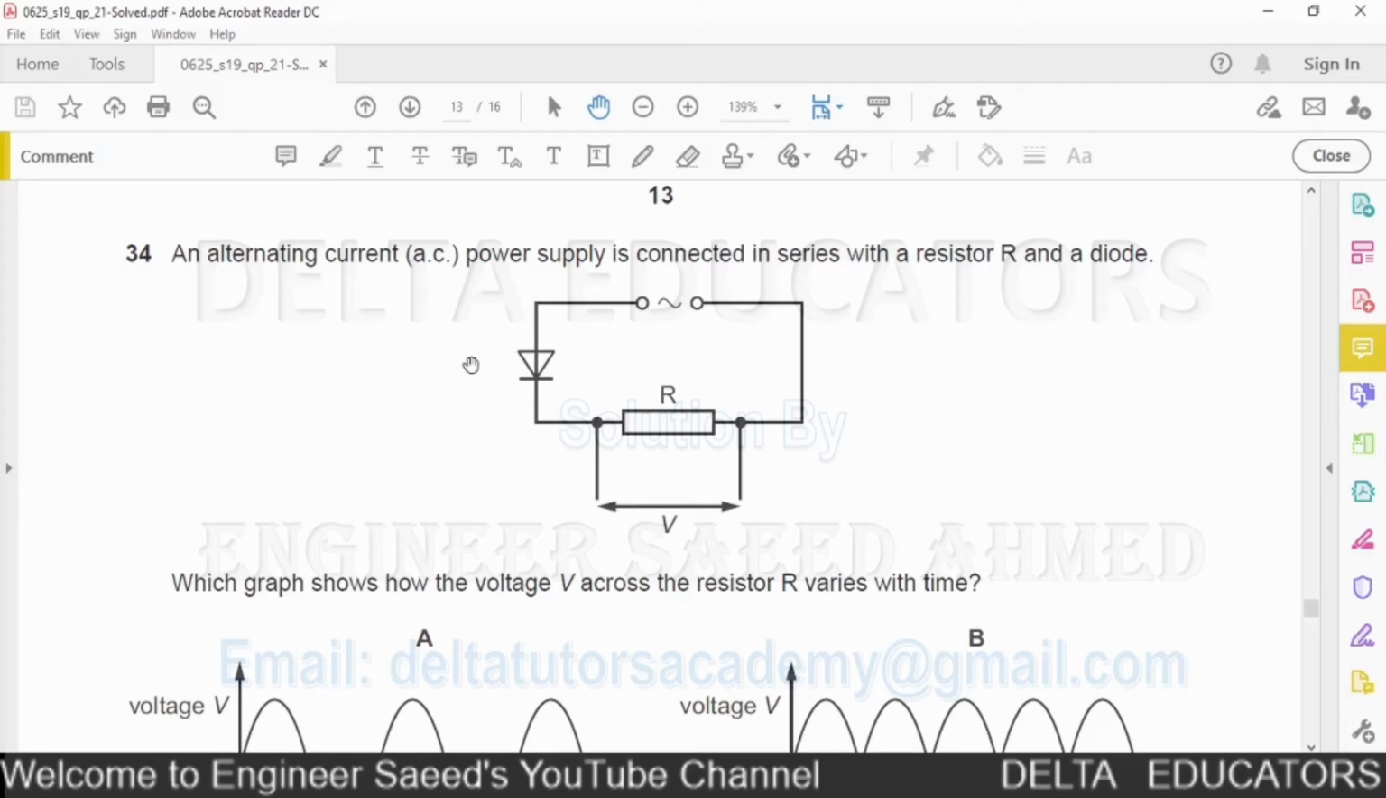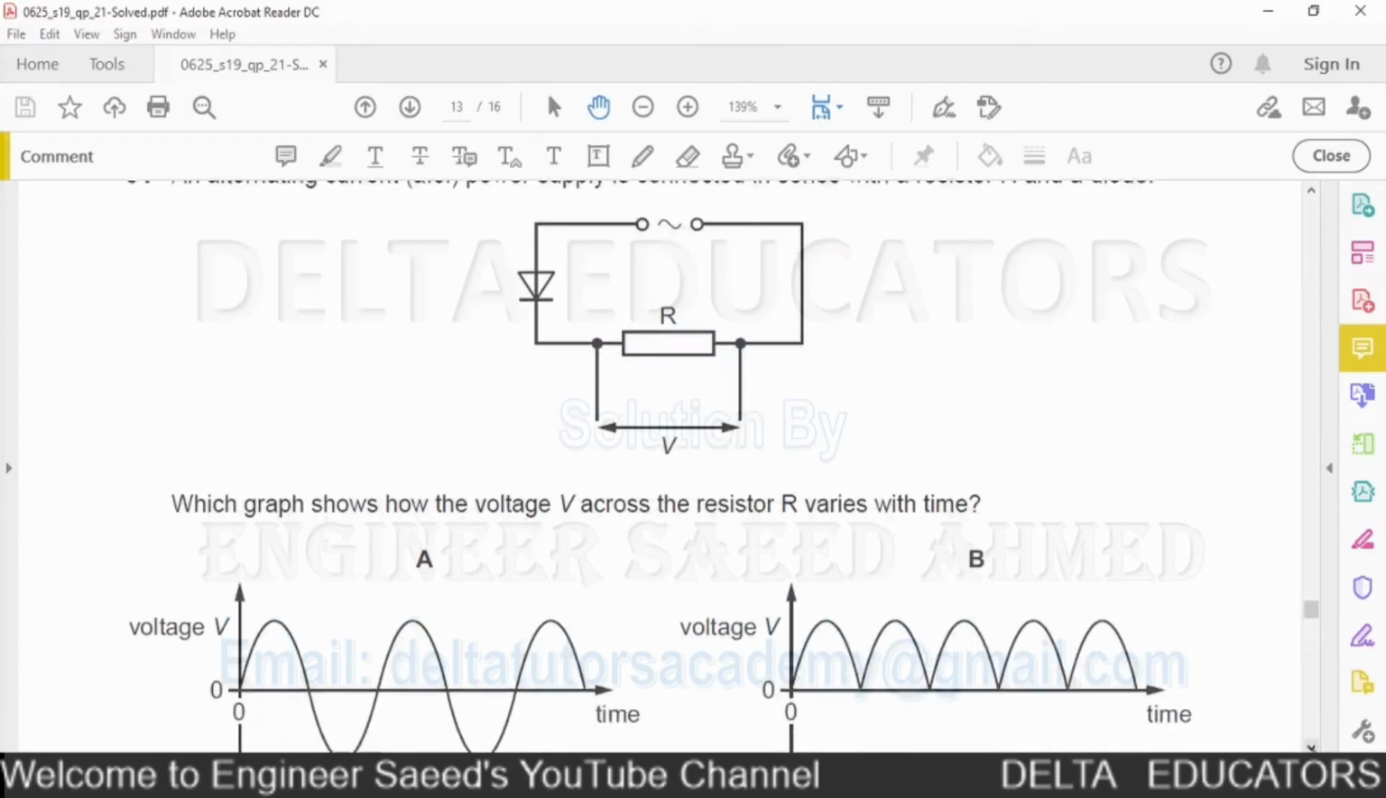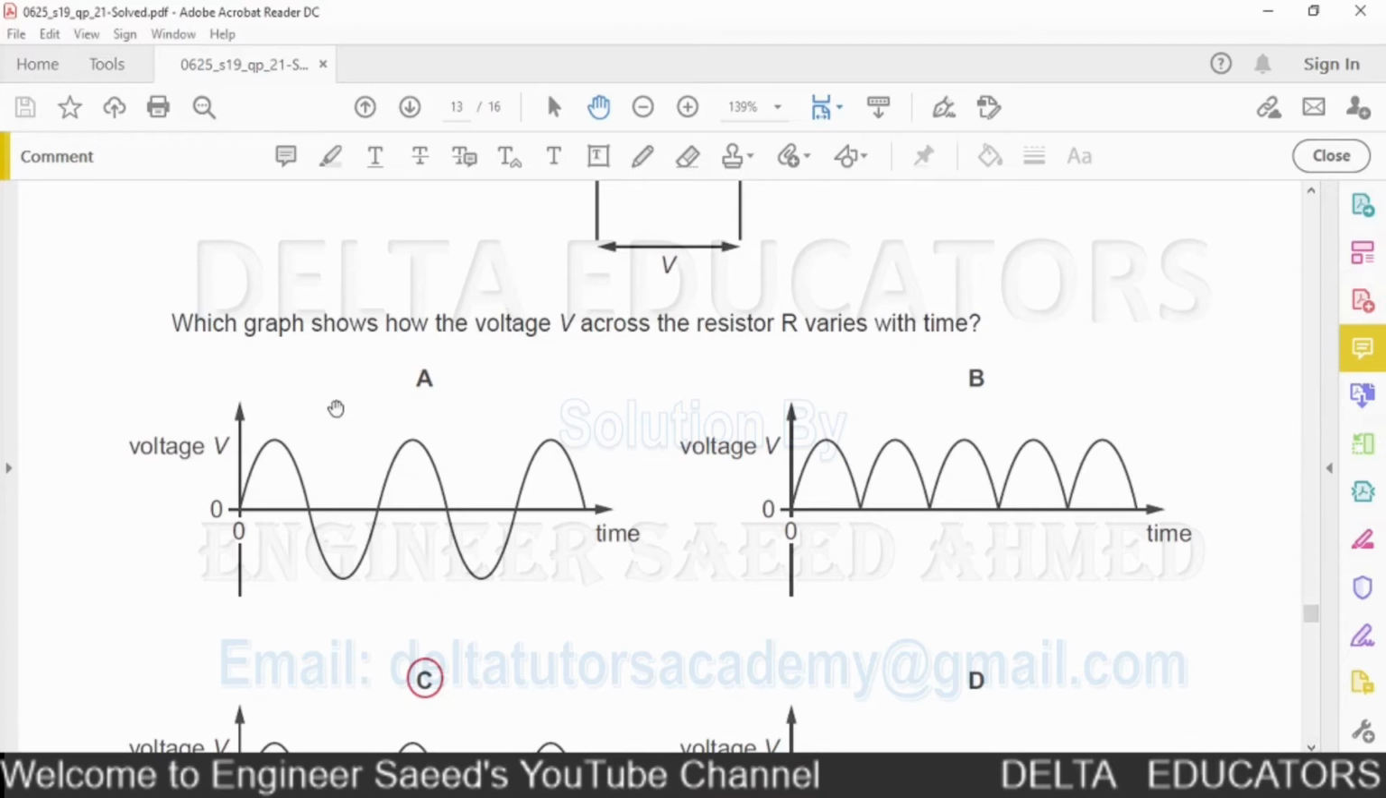So in an alternating current, we have both positive and negative cycle. After passing the diode, the negative cycle will be stopped and only the positive cycle will be passed. Now we check the options. In option A, here we are looking, we have both positive and negative cycle. So this option is incorrect.